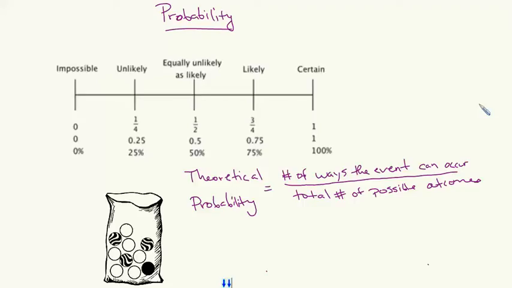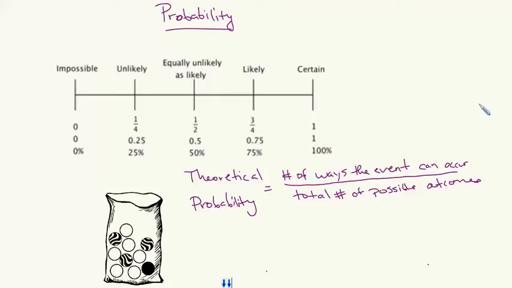Hello everyone. In this video we're going to be talking about probability, specifically theoretical probability. And first I'll start with the definition of probability. Probability is just the likelihood that an event will occur. So how likely is something going to happen?